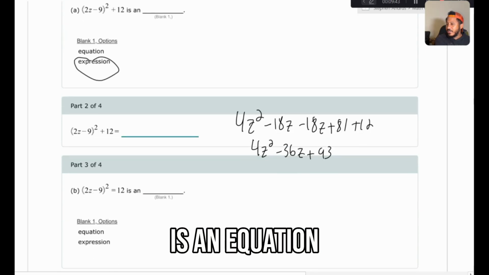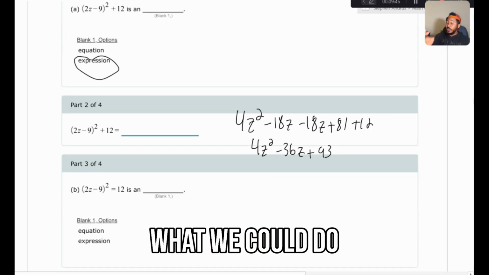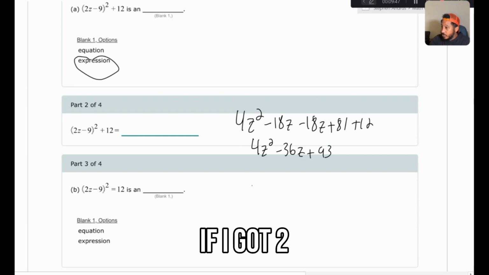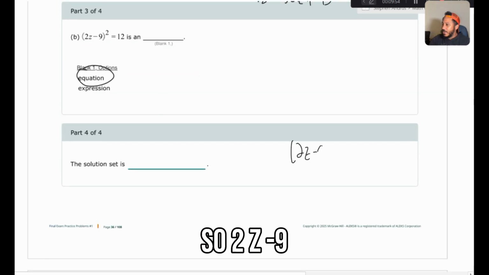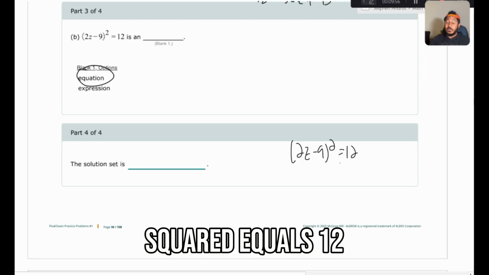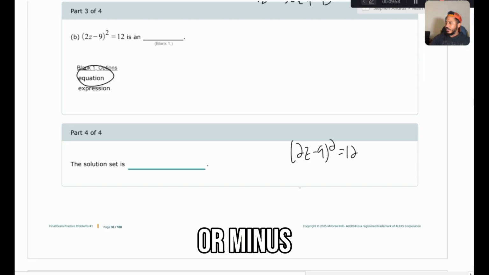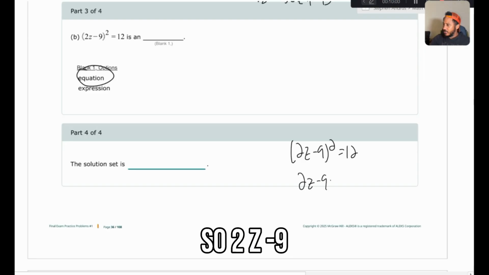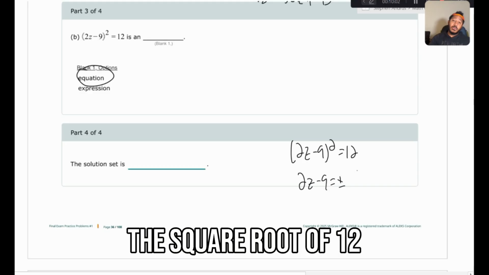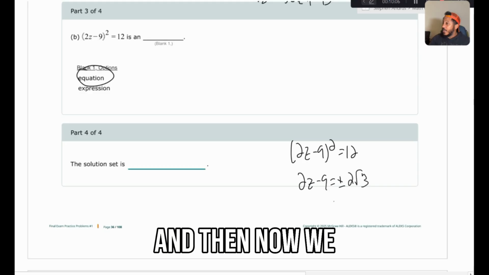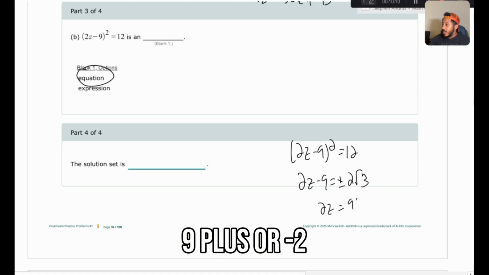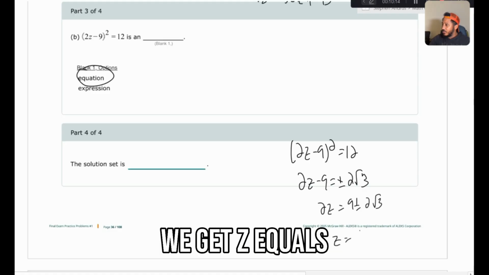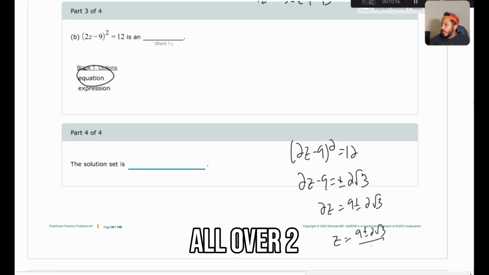Whereas this one here is an equation, right? So now let's solve it down here. 2z minus 9 squared equals 12. We can take the square root of both sides. Don't forget that plus or minus, right? So 2z minus 9 equals plus or minus the square root of 12, which is 2 square roots of 3. And then now we get z by itself, adding 9. So 2z equals 9 plus or minus 2 root 3. And then dividing by 2, we get z equals 9 plus or minus 2 root 3, all over 2. Okay.